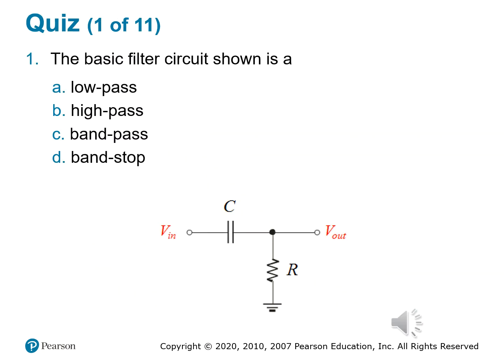Come to the portion of our recorded lecture where we go over the self-assessment quiz. So let's go ahead and get started with quiz question number 1. The basic filter circuit shown is a what? Low pass, high pass, band pass, or band stop? Go ahead and pause the video. All right, if you returned, the answer to this question is a high pass filter, or answer B.